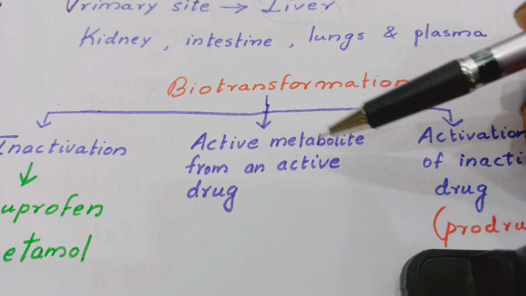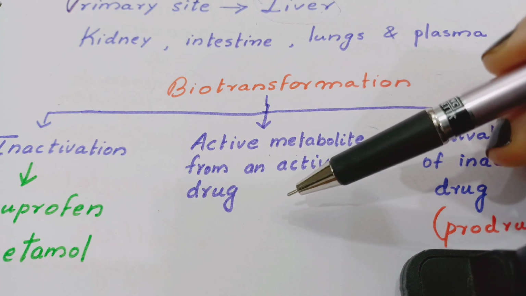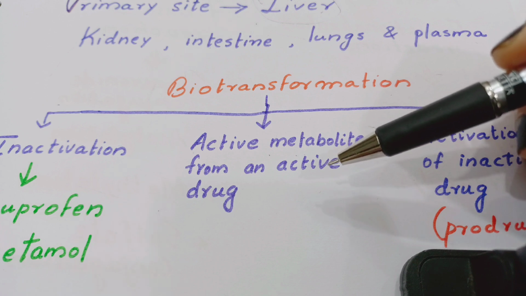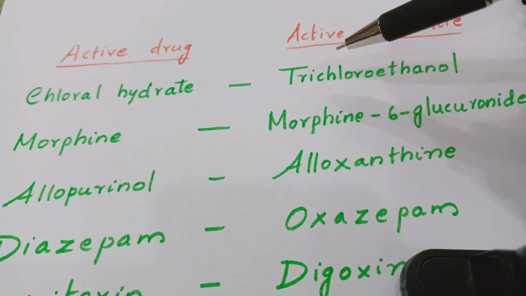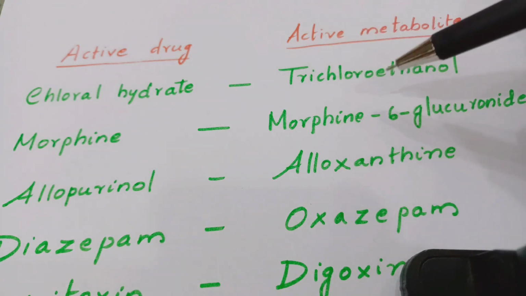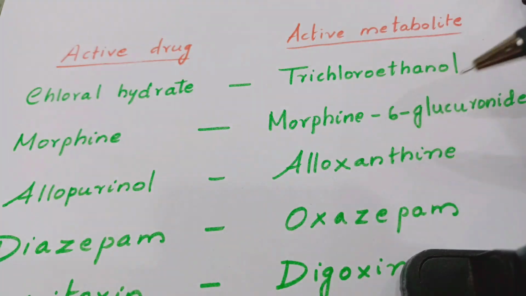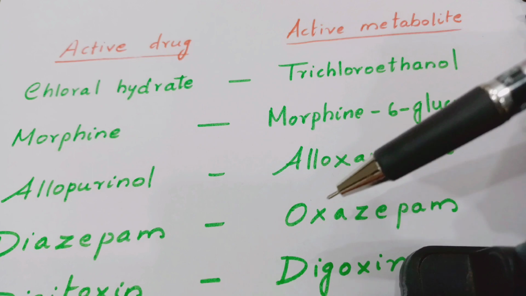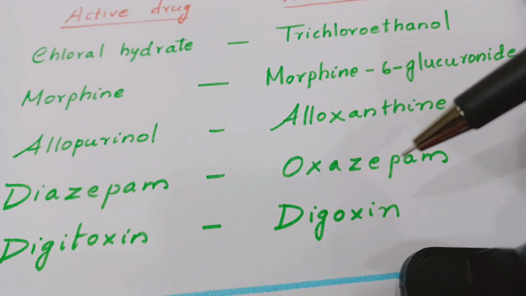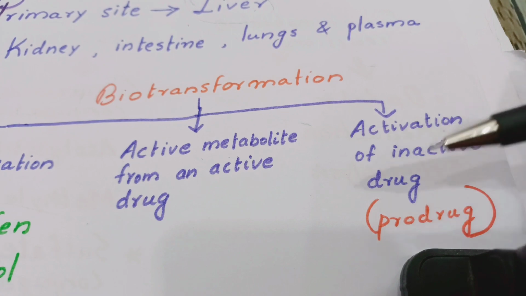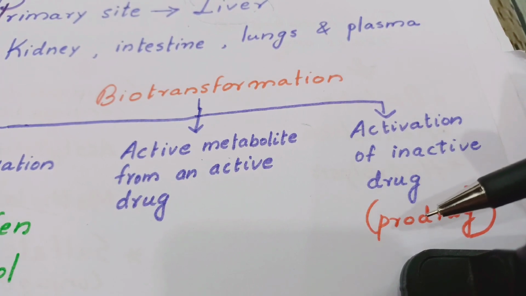So the next one is active metabolite from an active drug. So many drugs are converted to active metabolites as well. Let's take a look at some of the examples. Here we have the active drug and the active metabolite on the other side. First one is chloral hydrate. It is converted to the active metabolite trichloroethanol. Morphine is converted to morphine 6-glucuronide. Allopurinol is converted to alloxanthine. Diazepam to oxazepam, digitoxin to digoxin. So these are a few of the examples whereby the active drug is converted to active metabolite, and this happens in biotransformation.